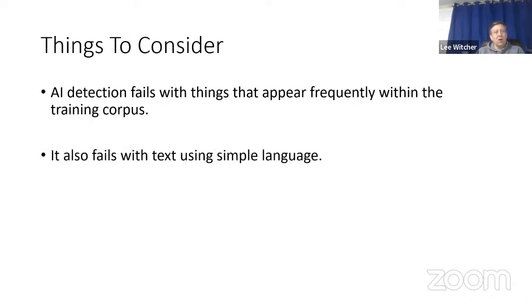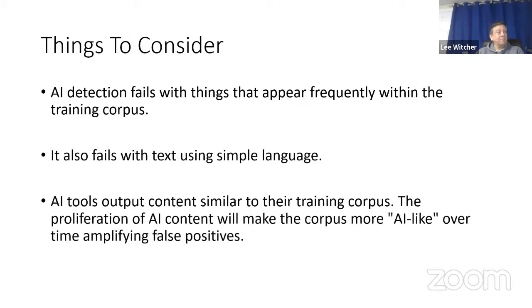Simple language also fails, which is why the original work and children's works and people that write in simple styles often wonder about documents that are done with the Hemingway app, because those tend to be shorter sentences. They tend to be more concise. They're also making themselves probably more vulnerable to being labeled as AI, although I haven't tested all of that. So here's the fun thought experiment. AI tools are outputting similar to the corpus, and as we get more and more AI generated content out there, the corpus becomes more AI-like over time.